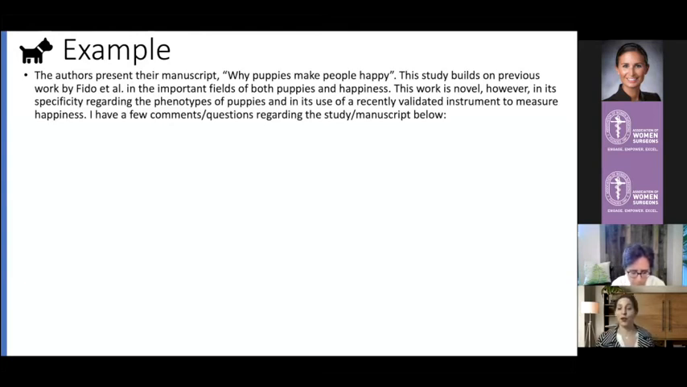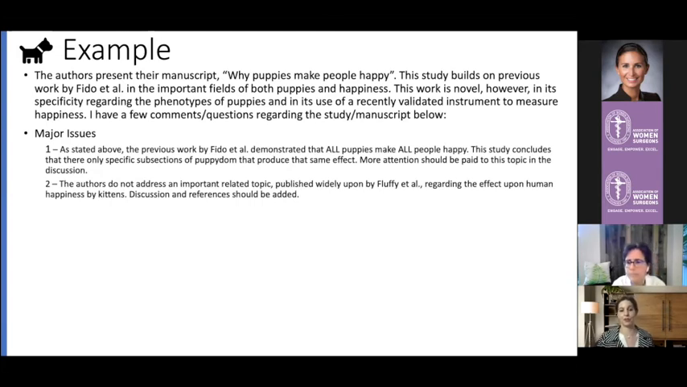So here we have the authors present their manuscript, Why Puppies Make People Happy. This study builds on previous work by Fido et al. in the important fields of both puppies and happiness. This work is novel, however, in its specificity regarding the phenotypes of puppies and in its use of a recent validated instrument to measure happiness. I have a few comments and questions regarding the study manuscript below. So here you're going to go into your major issues.